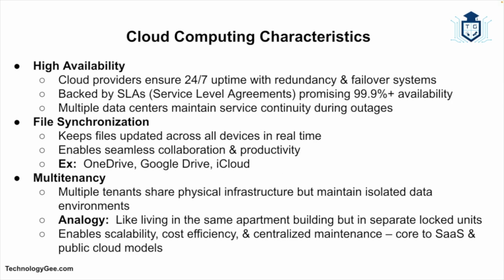The next characteristic is availability. So cloud services are designed to be available 24/7, and providers, they often promise a certain level of uptime, like 99.9% or higher. And they do this to ensure redundant systems, multiple data centers, and automatic failover. So if one server goes down, then your service continues without a hiccup. And that's a massive upgrade from traditional IT setups.